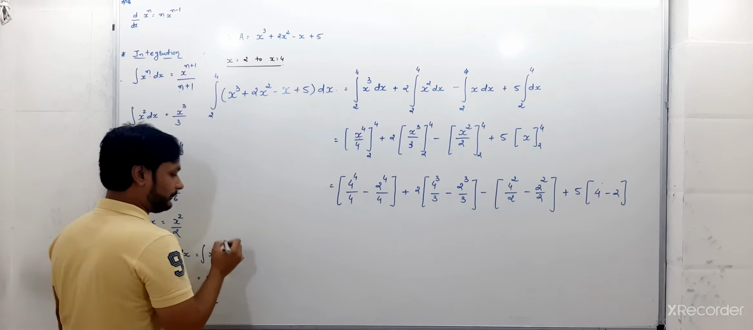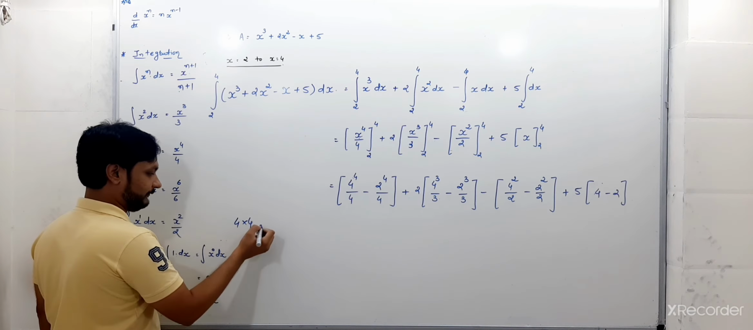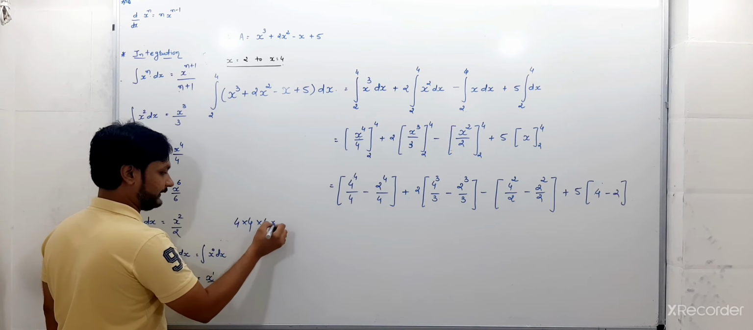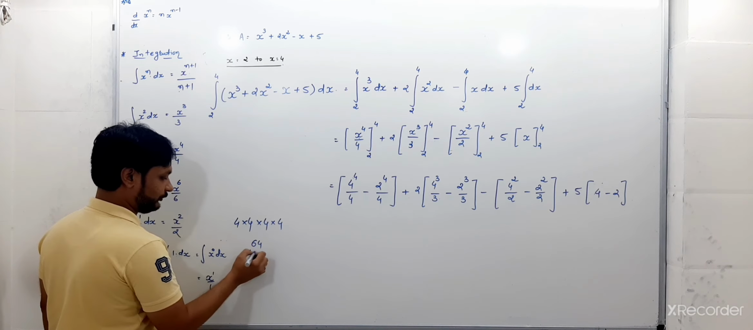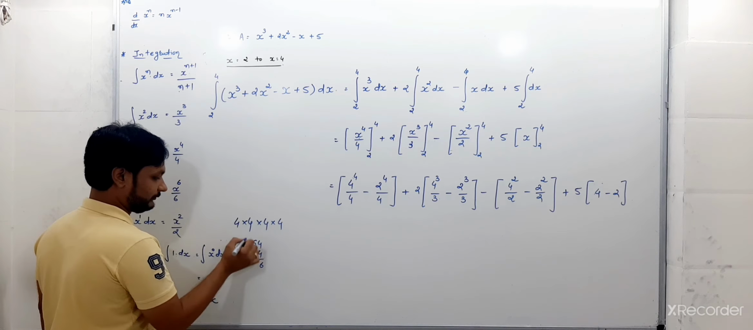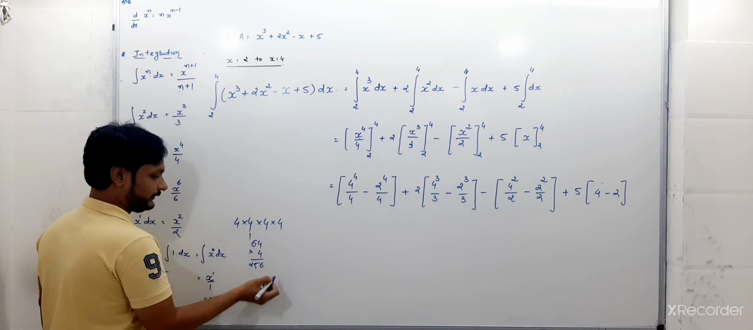4 raised to 4 power, that means 4 multiplied by 4 multiplied by 4 multiplied by 4, 64 multiplied by 4, 256.